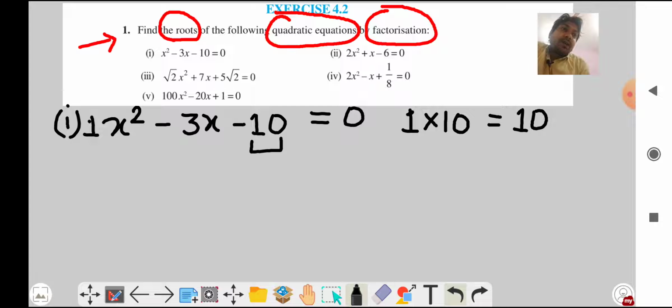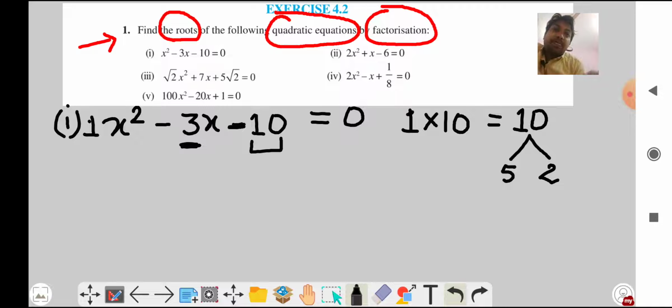Now we have to find the factors of 10 such that the difference of these two factors, see here the minus sign, means the difference of these two factors will give 3. This is a 3, right? So how do we find the factors of 10 such that the difference of these two factors will give 3? It will be 5 and 2. Is it clear to all, guys?